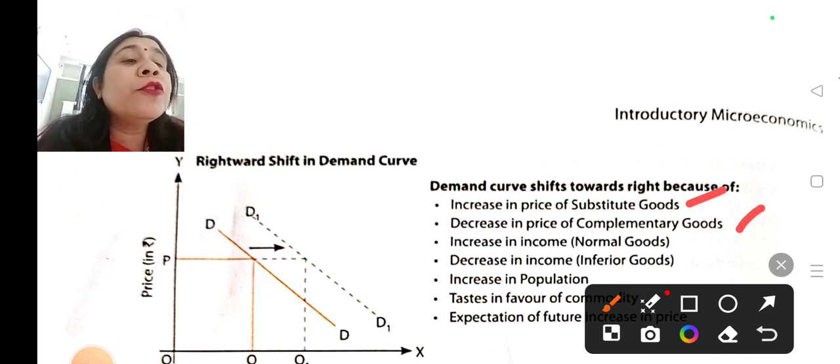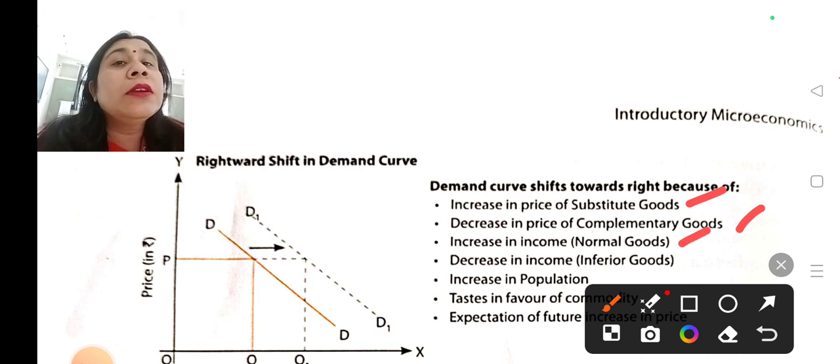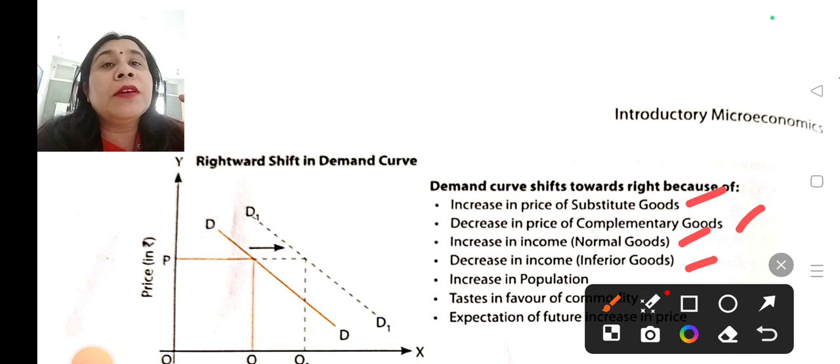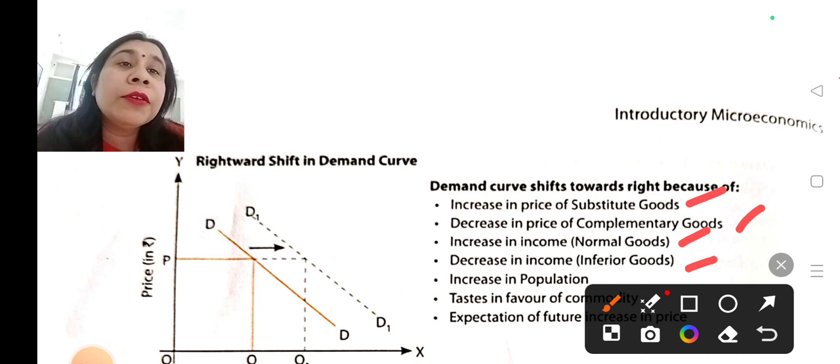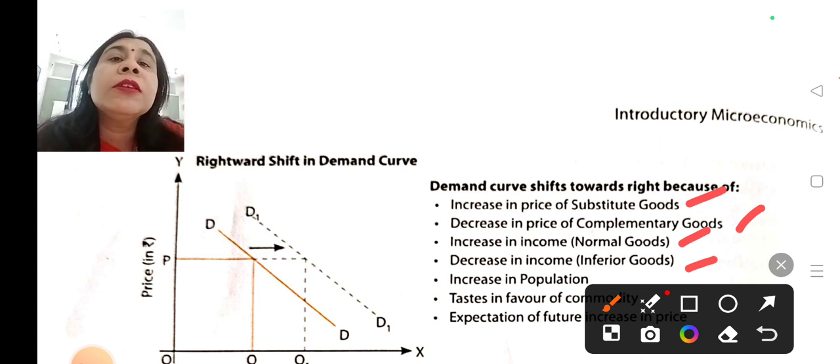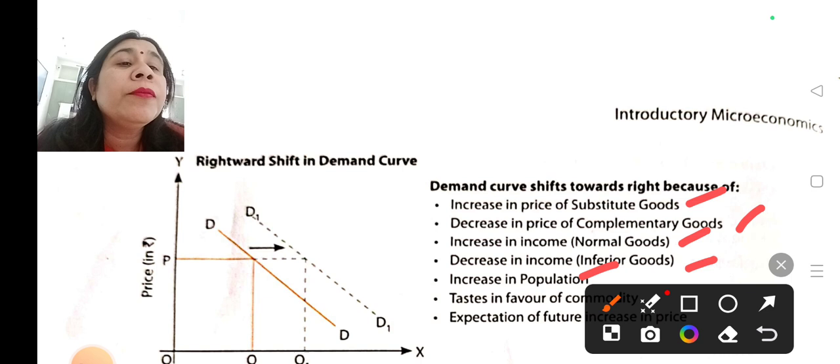Increase in income for normal goods. If the consumer's income increases, demand for normal good will shift rightwards. And if the income of the consumer decreases, demand for inferior goods will increase and the demand curve will shift rightwards. In case the population increases, for example, you have 15-16 students in your class and it increases to 26-27, again the demand curve will shift rightward even at the same price. So this is also a factor affecting the demand curve.